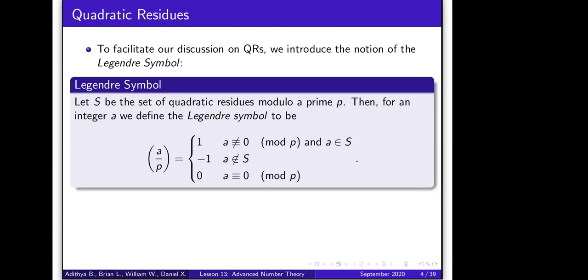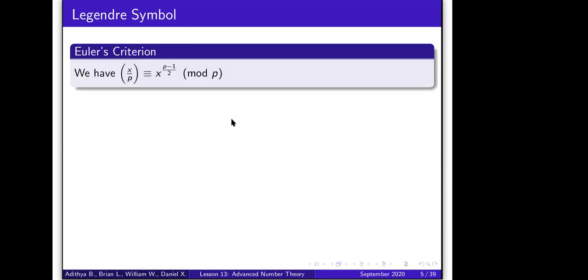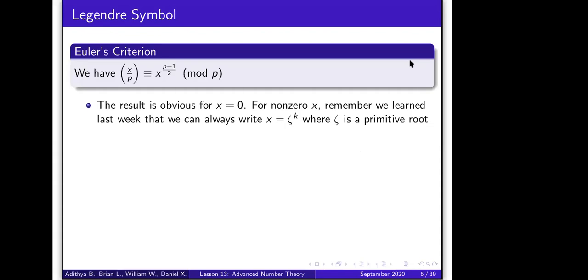So this is just a definition, but it's actually going to help us a lot. In particular, we can find a closed form for the Legendre symbol. The formula for finding the closed form for the Legendre symbol is called Euler's criterion. Some of you have probably seen this before, but in case you haven't, it states that the Legendre symbol x over p is equivalent to x to the (p minus 1) over 2 for every single x.